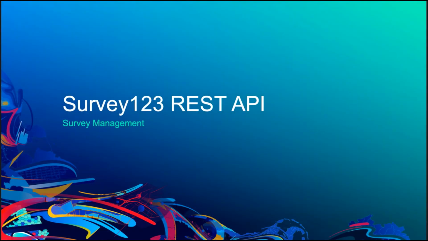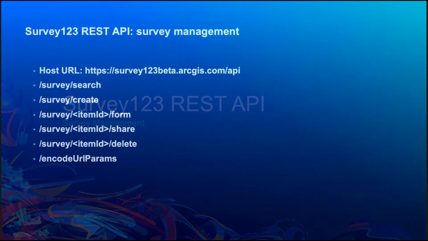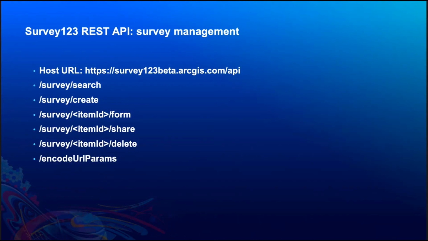Let's take a deep look to understand how to manage surveys with the Survey123 REST API. For survey management, here are the REST API endpoints on survey123beta.arcgis.com/API. Although these endpoints are currently on the Survey123 beta website, they will be moved to the production website very soon once we finalize. But you can still use these REST API endpoints on the beta website to search a survey, create a survey, or get a survey's form, and other options.